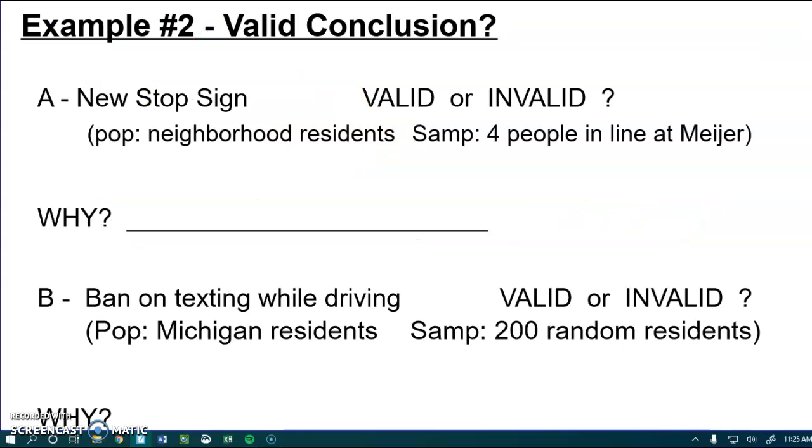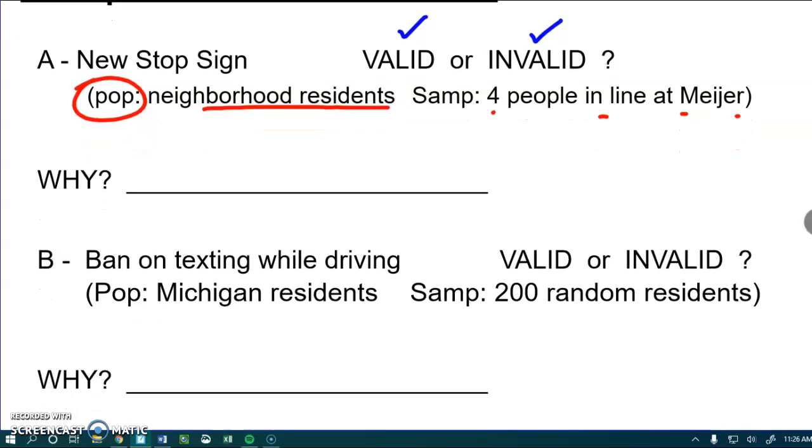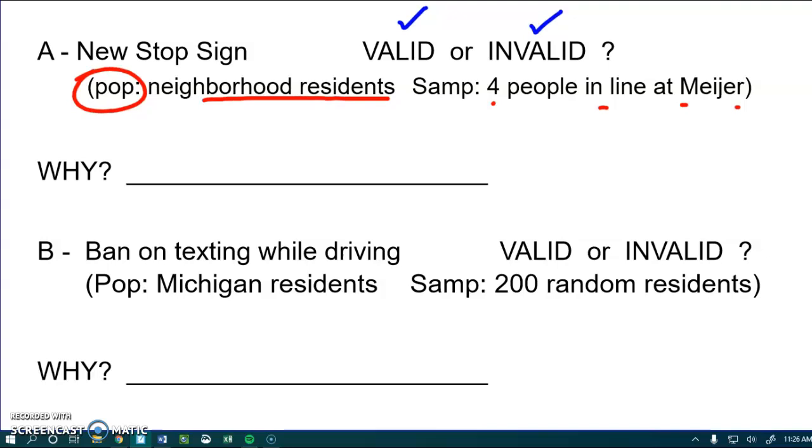Okay, so now let's think about if these conclusions would be valid. All right, if you want to, thinking about that new stop sign, if your population that you want to know something about is just the neighborhood residents, and you ask 4 people in line at Meijer, I want you to circle, would you be able to make a valid conclusion? Or would any conclusion you draw from that be invalid, and why? Okay, so go ahead and do A and B here, and then we'll talk about those. So pause here and do A and B.